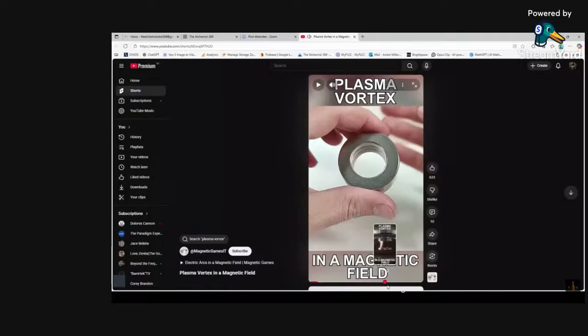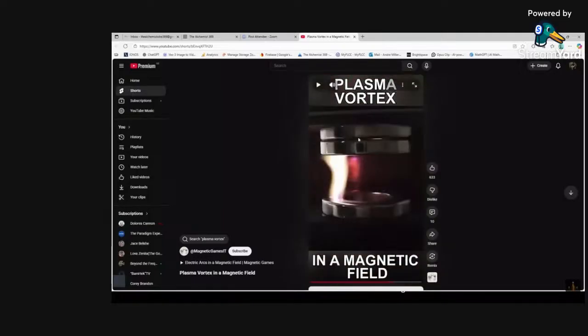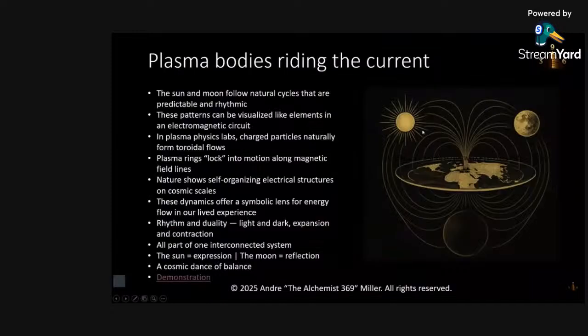I'll pause it here. So essentially, the core creates a magnetic field similar to this. This is also creating a magnetic field with two magnets, right? So that's what the core does. And if the sun and moon are plasma, which they are, they literally ride and circulate around the magnetic field. So that's really what's going on in this model.